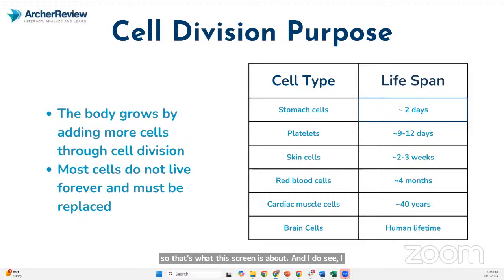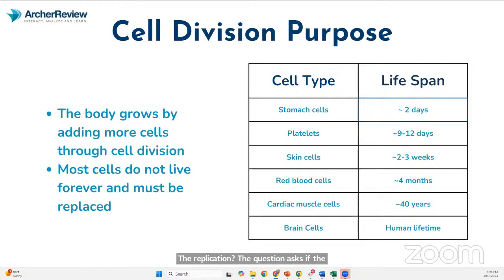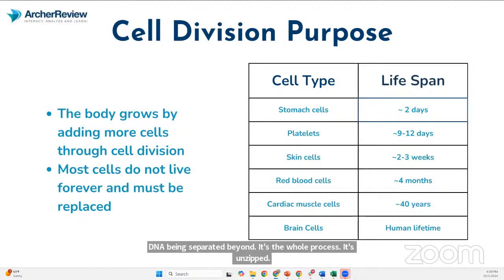The question asks if the replication happens in the S phase. Yes, the replication happens in the S phase. So there's no separation of the DNA beyond the whole process. It's unzipped, the replication occurs, and now we have kind of double DNA waiting for that division process.